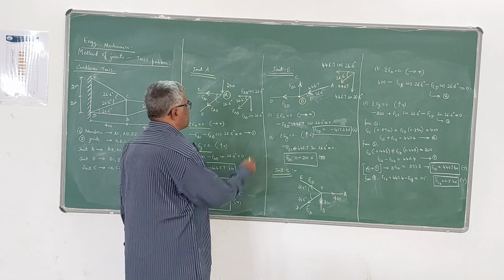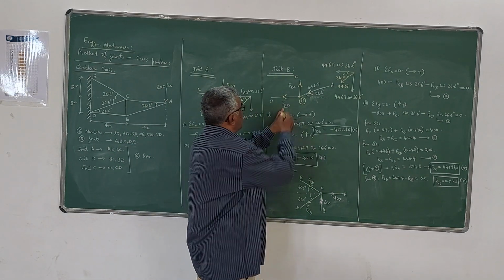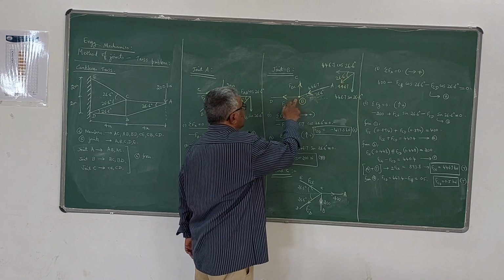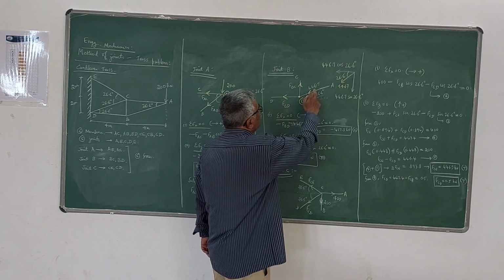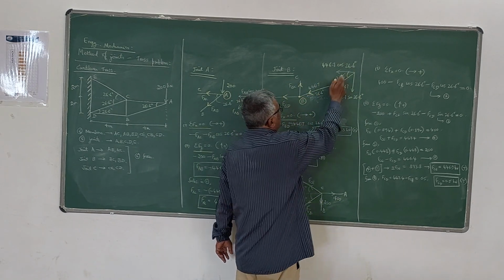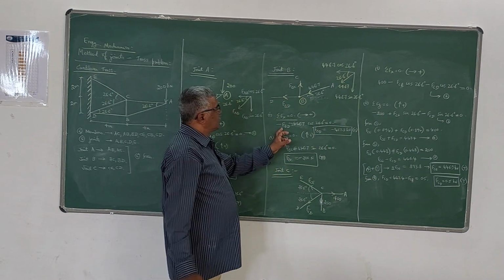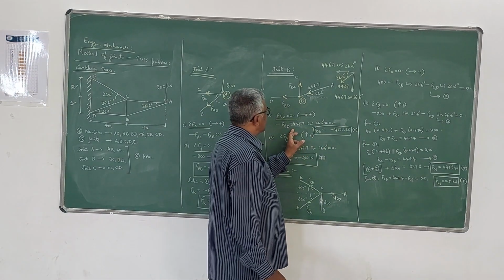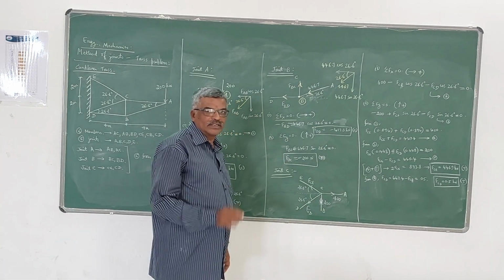Now apply the equilibrium equation. First equation, sigma Fx is 0, with right positive, left negative. So this FBD is acting towards left, so minus FBD. And if you resolve, this is also acting towards left: minus 446.7 cos 26.6 degree is equal to 0. So from this you can easily calculate FBD, which is negative, minus 417.3 kilonewton. So this is compressive force.